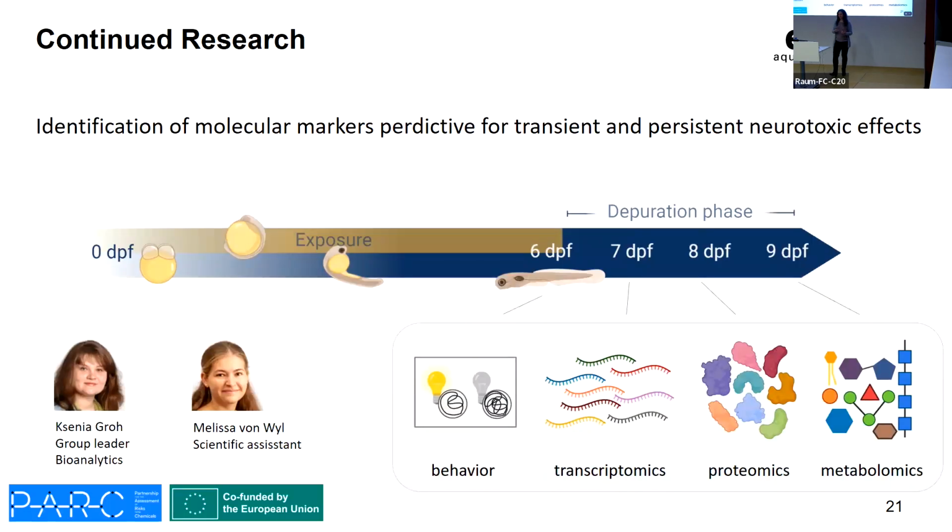And so in an ongoing project, we are now further interested in the molecular underpinnings of this recovery process. Therefore, I've teamed up with Xenia Gro and the bioanalytics team, and Melissa von Wil, scientific assistant, is also on board. We are investigating this recovery process by using transcriptomics, proteomics, and metabolomics techniques. We have the aim to identify markers that are predictive of transient and persistent neurotoxic effects.